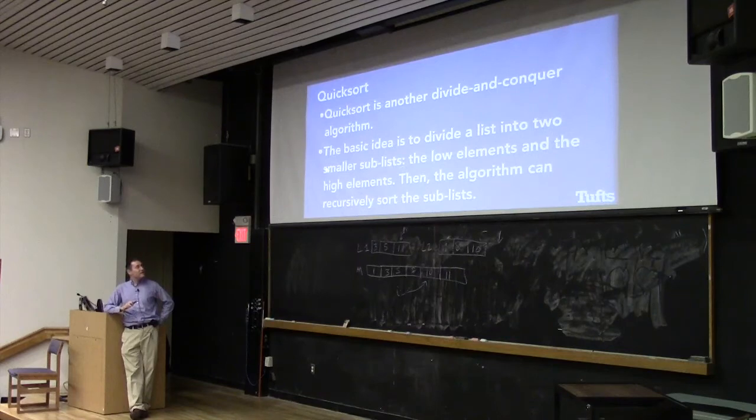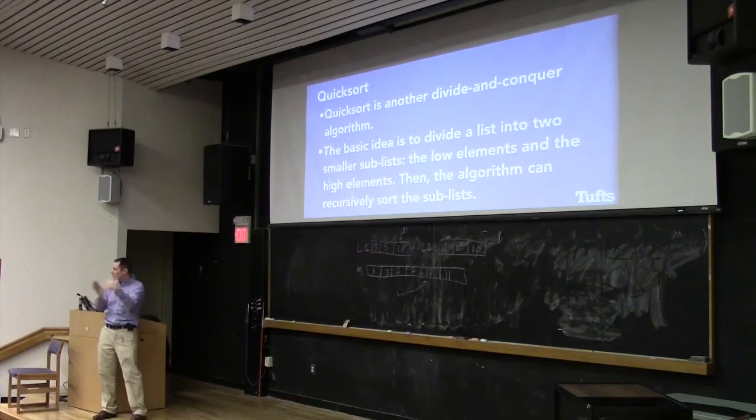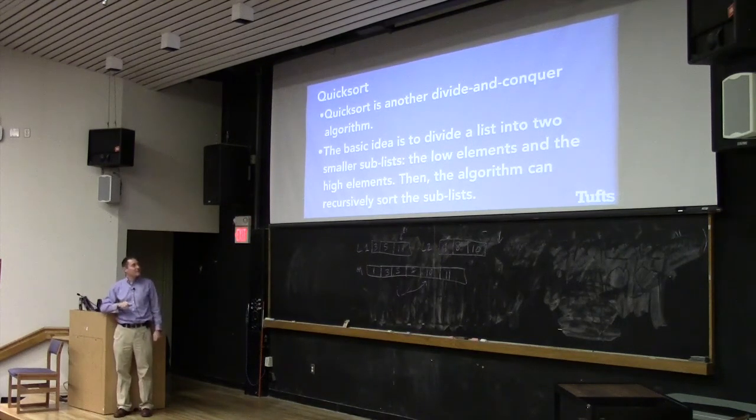Divide a list into two sublists. There's your divide and conquer, where the lower elements and the higher elements are in those lists. One list contains the lower elements, and one list contains the higher elements, for whatever higher and lower means. Okay? And then you basically recursively sort the sublists.